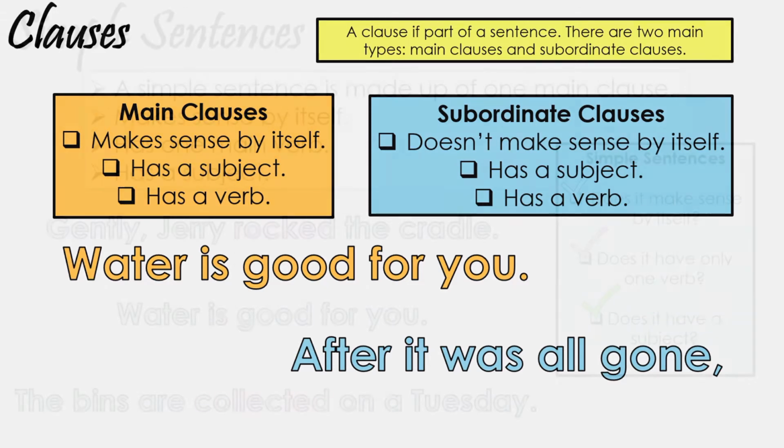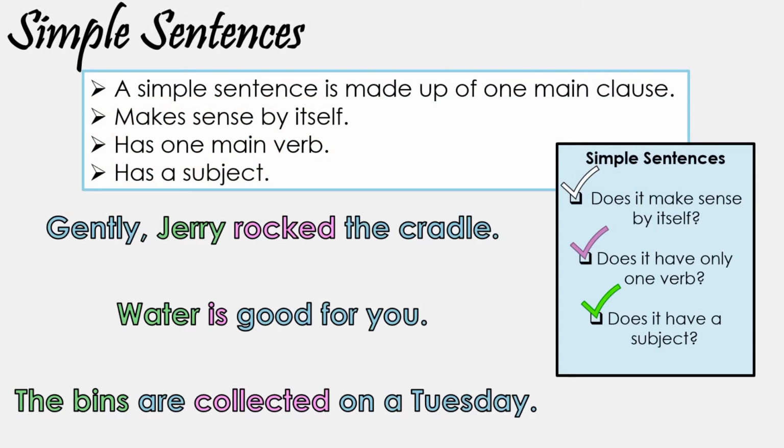That said, simple sentences are made up of 1 main clause. They make sense by themselves. They contain a subject, which is the thing that performs the verb, and they also have 1 main verb. A few examples of sentences are here. Read them aloud and you can see that they make sense by themselves. The subjects of the sentence are shown in green, the verbs are shown in pink. More information, activities, and examples can be found in my simple sentence video, link in the top right.